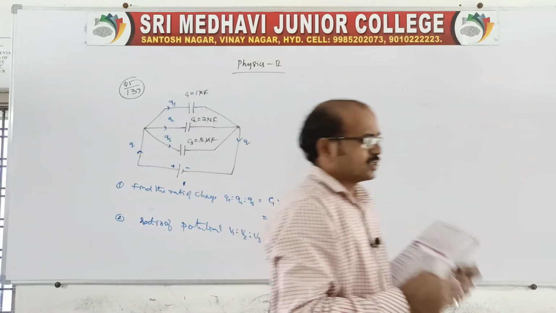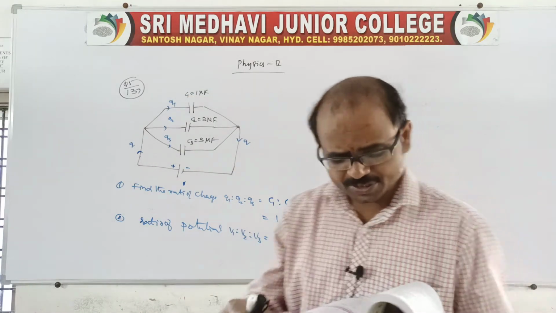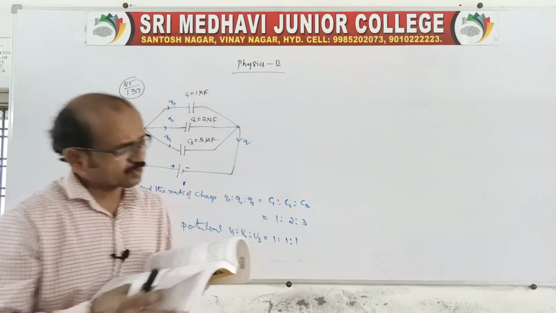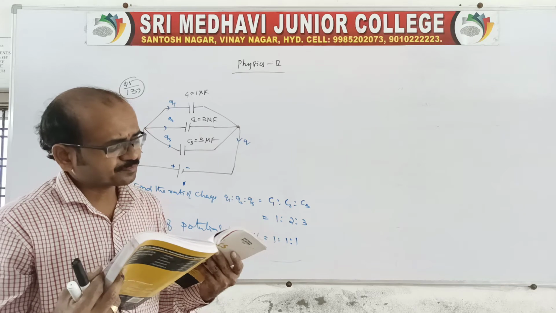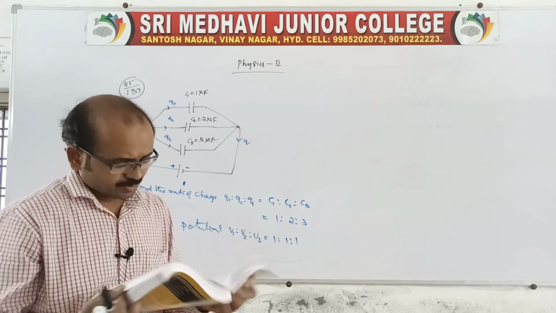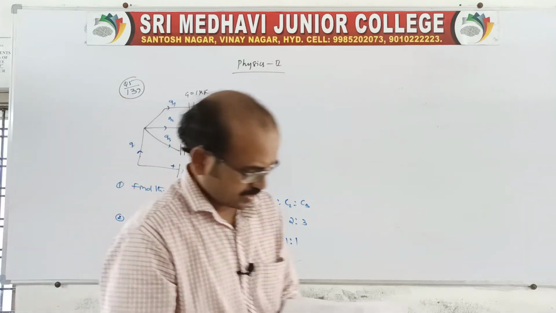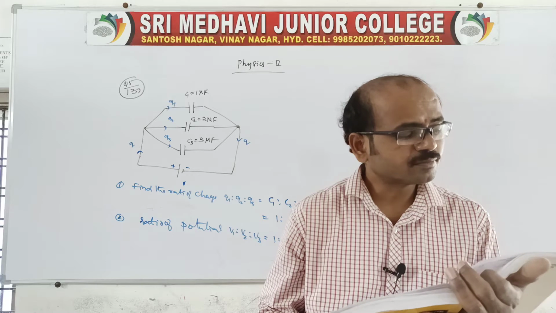So this is a question related to 2 marks, on series and parallel combination. In the previous class I told you about the series combination also. And coming to the next one, see, in this there are some other questions also given.